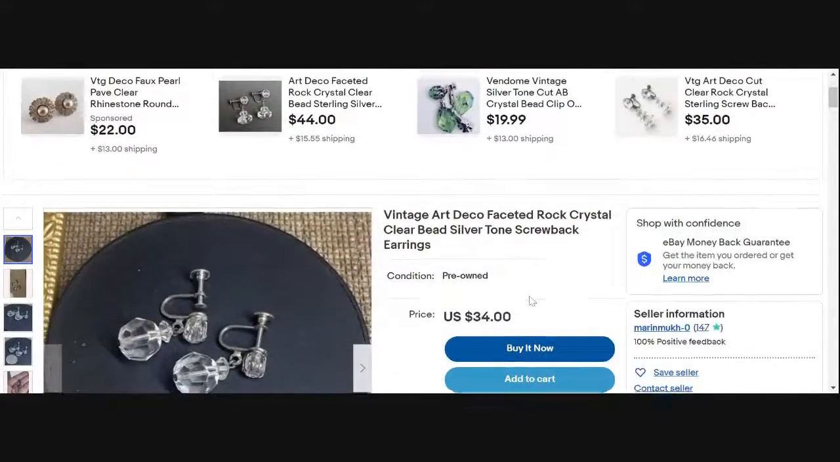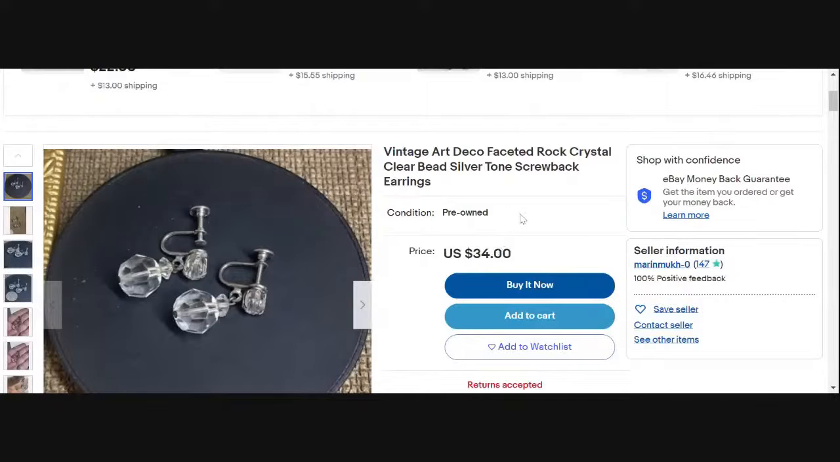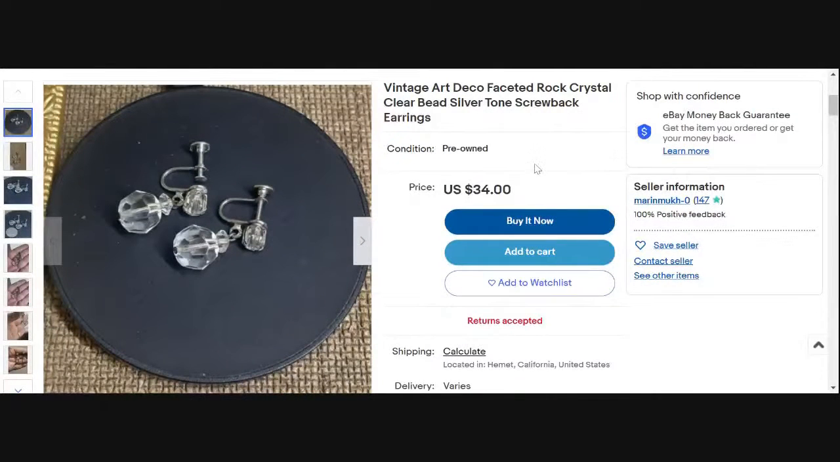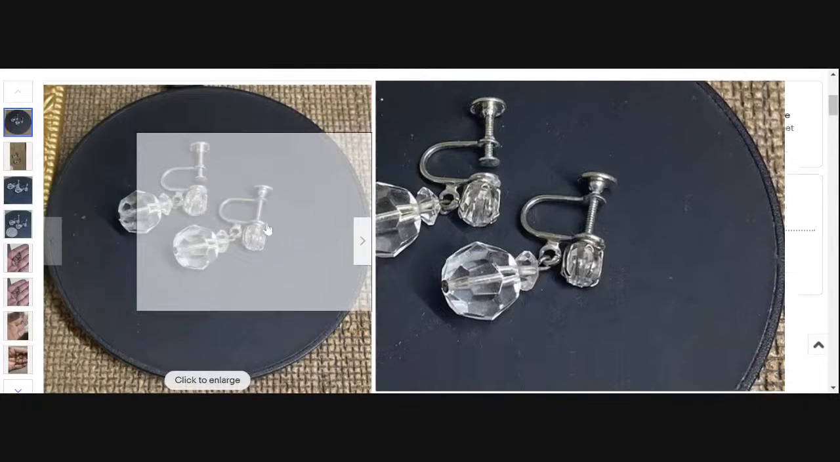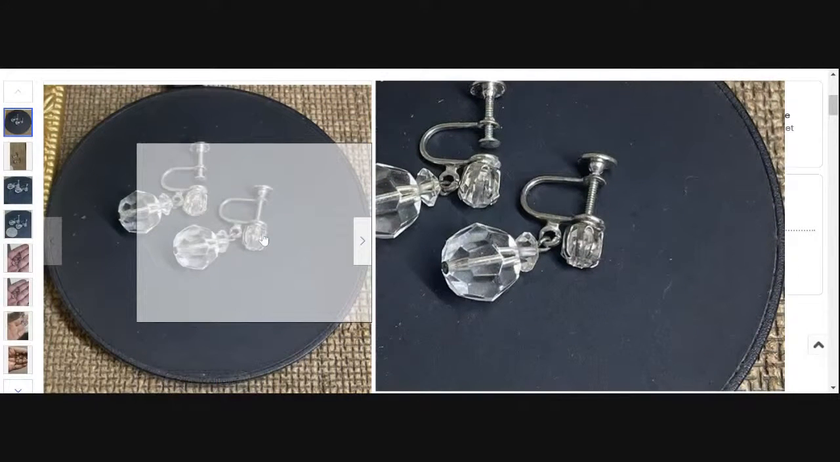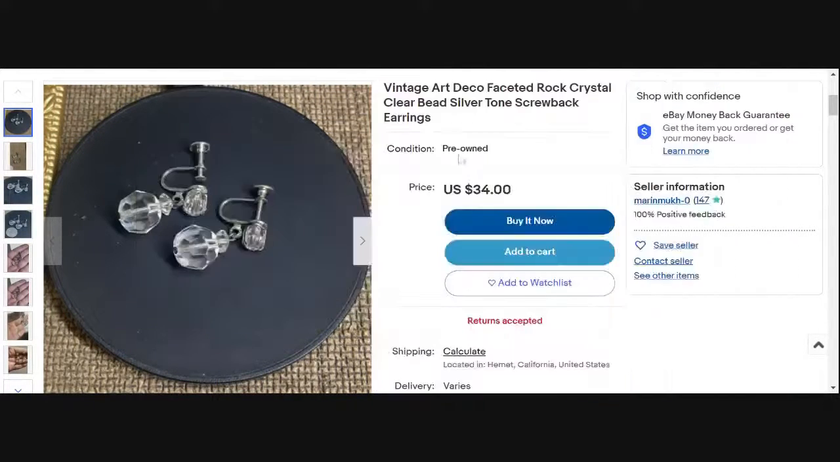So this is one where for $34, not a bad price for some glass earrings. Not a great price. It's kind of middle of the road. But I wouldn't necessarily put money on this being faceted rock crystal. So let's keep looking and let's find something that we like a little bit more.